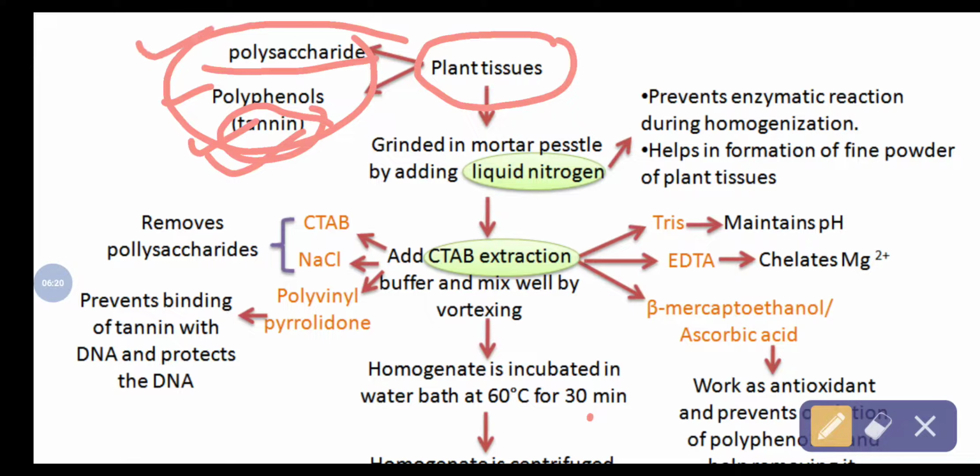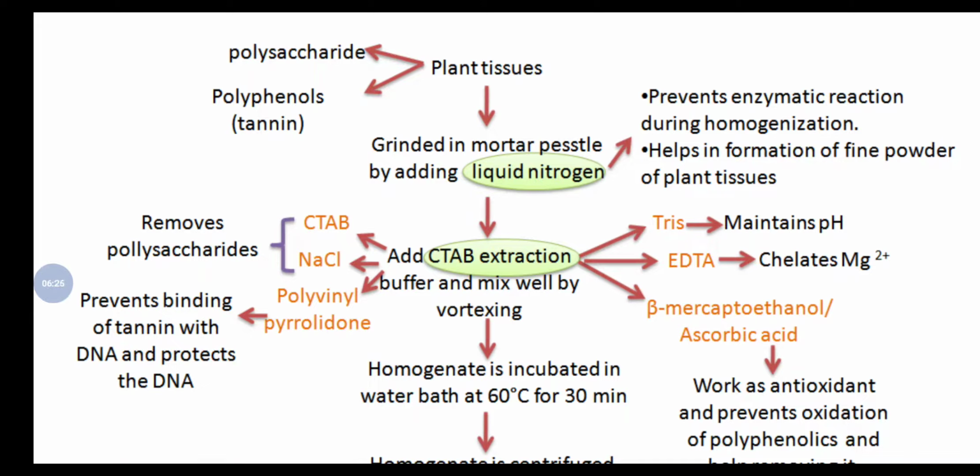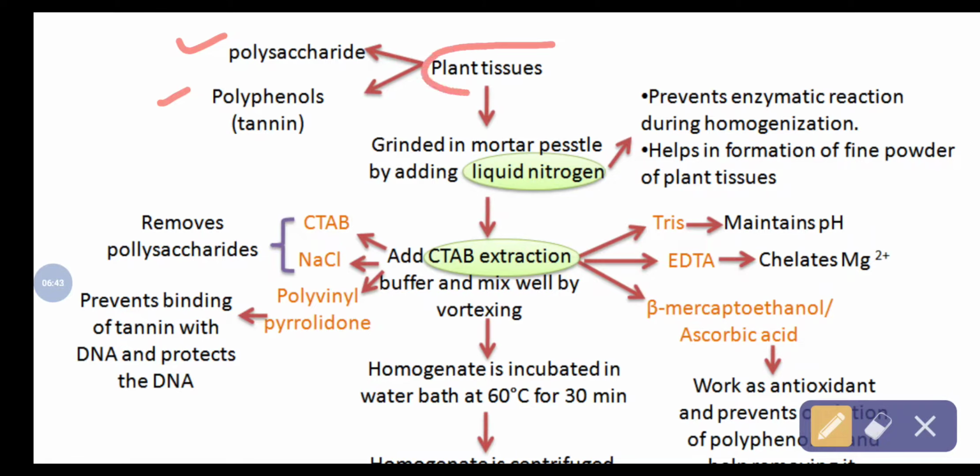So we need to remove these two hindrances, and for that we require certain steps. The first thing we need to do is to break the cell wall, to break these polysaccharides. The second is to remove the polyphenols. We will see how we are going to do this. So we have plant tissues. The first thing we need to do is break the cell wall. How are we going to do that? By grinding the tissues. We will get a mortar and pestle and grind these plant tissues.